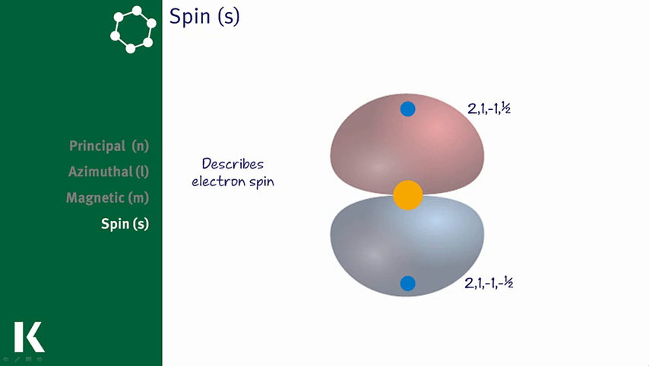Because s can either be 1/2 or negative 1/2, and it's just used to differentiate between the two possible electrons within each orbital. Because any orbital, whether it's an s orbital, the first p orbital, or the fifth f orbital, can all hold exactly 2 electrons.